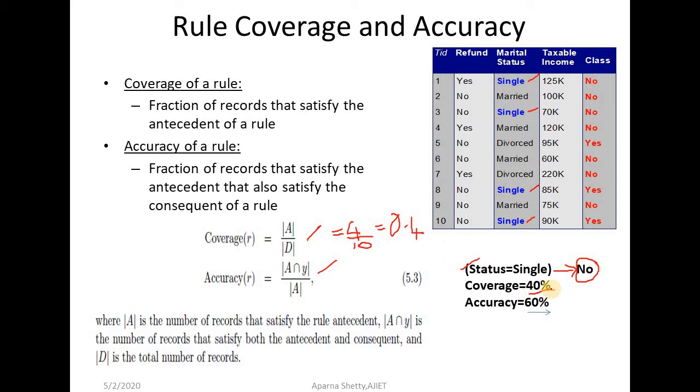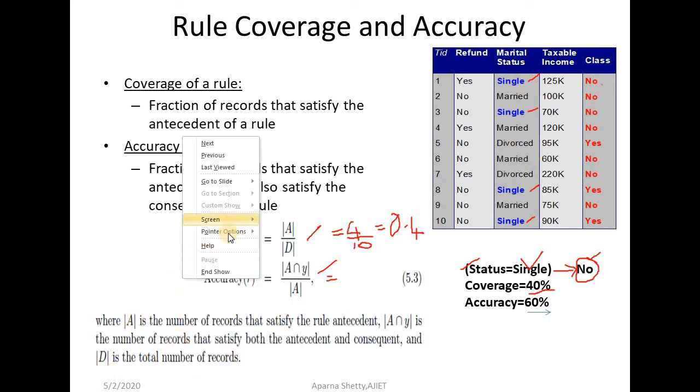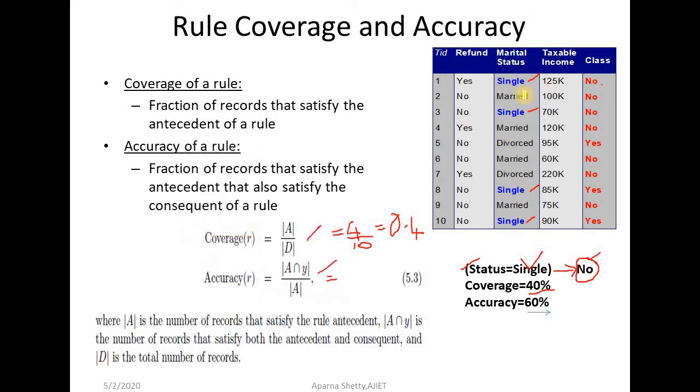Okay. Next, let us compute the accuracy of this rule. The accuracy of this rule is given by number of records that satisfy both the antecedent and consequent divided by the number of records that satisfy just the antecedent. Okay. Here, this is the antecedent, status is equal to single, and this is the consequent, that is class is equal to no. How many records satisfy both the antecedent and consequent here? Status is equal to single, class is equal to no. So this record satisfies, correct?